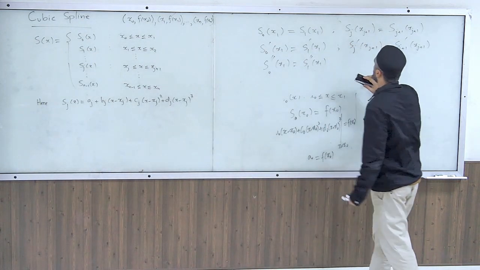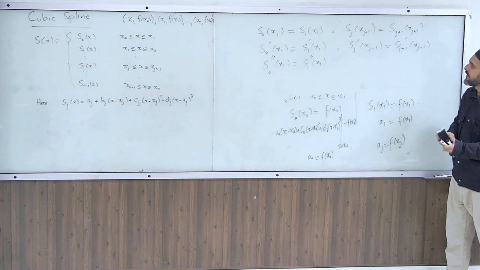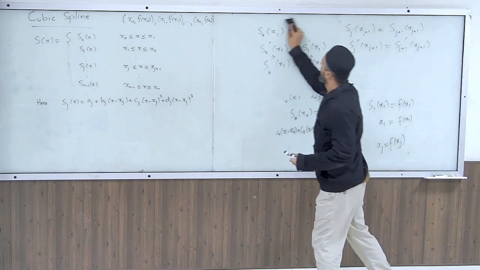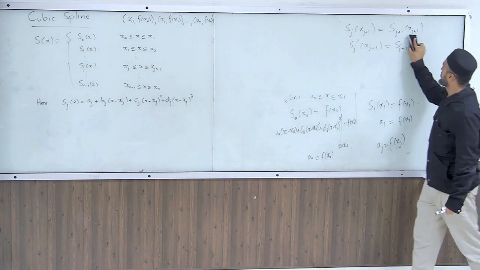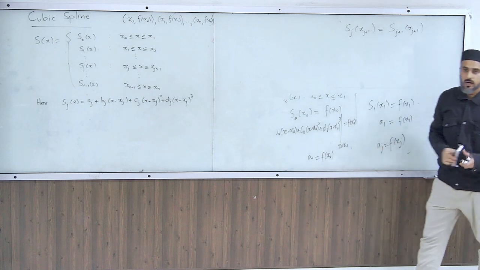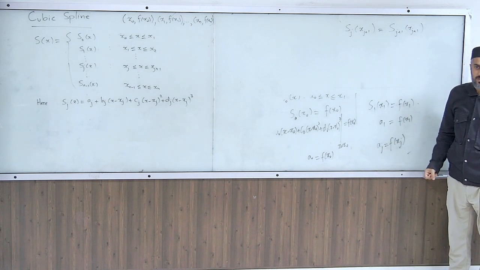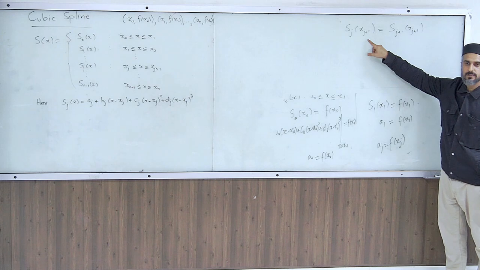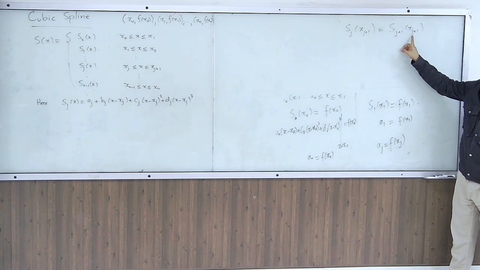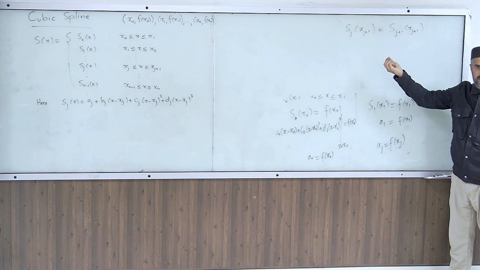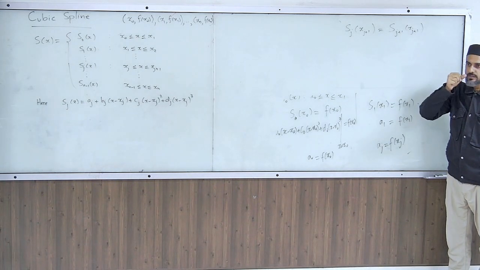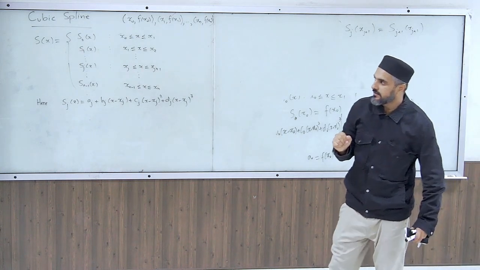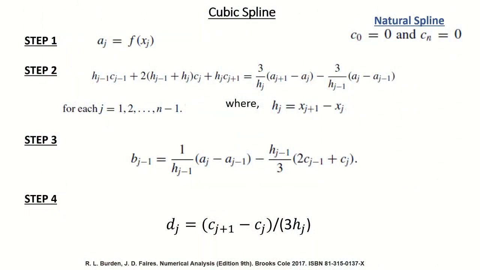Now, we will be using this condition later on, so let me just write it over here and then we'll use it. If you use this condition, that Sj at xj plus 1 and Sj plus 1 at xj plus 1, it's a connecting point. This condition connects the two cubic polynomials. So if you use this condition, you will arrive at the second equation that you see in step number 2.